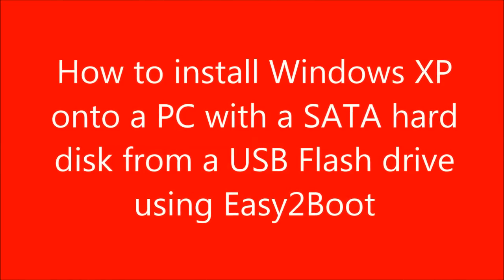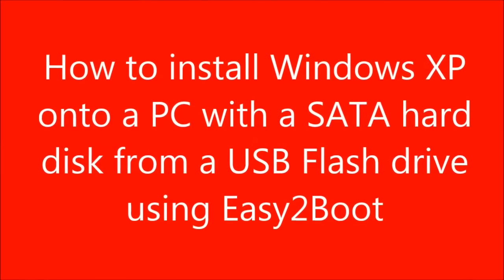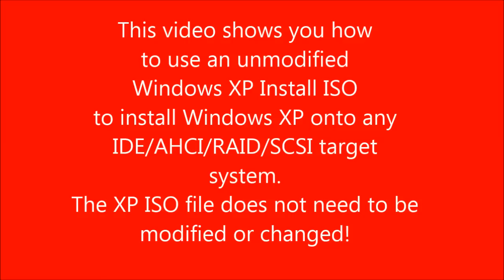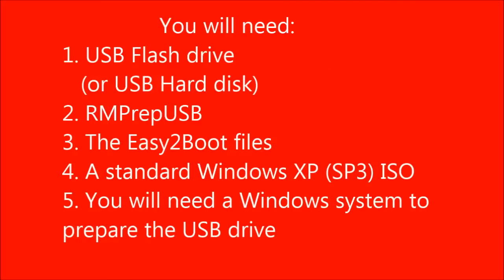This video is about how to install Windows XP from a standard Microsoft Windows XP ISO file using a USB drive to boot from. You can install onto an SCSI SATA target system using this method, and you don't have to alter the ISO.